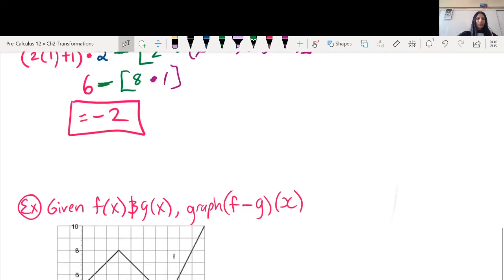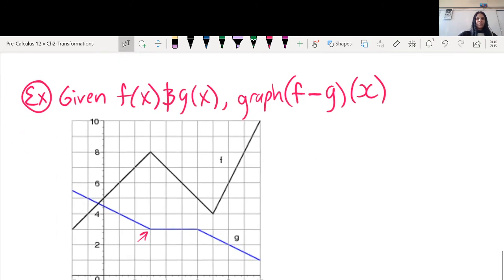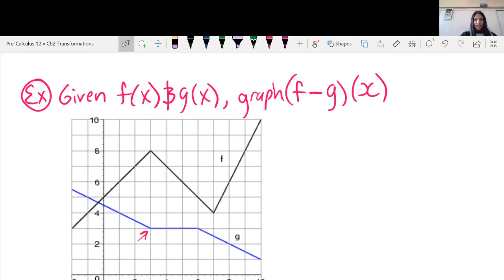Okay, on to the last example. Given f of x and g of x, graph f minus g of x. So here are the graphs.